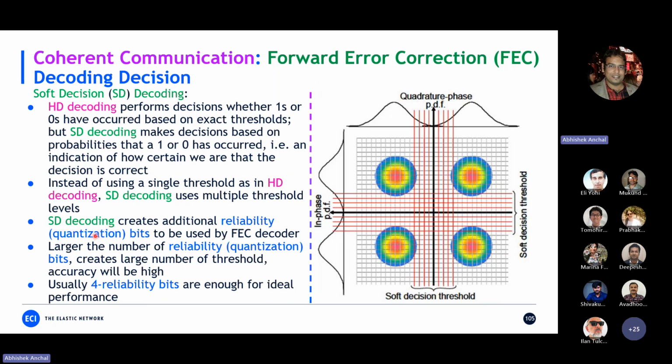For the SD decoding, the soft decision decoding, they use something called reliability bits or quantization bits. These are additional bits provided to the FEC to show how many levels of threshold there were, to see what level of accuracy there was. So the soft decision FEC creates multiple levels of threshold, and so multiple bits, called reliability bits. If you have more reliability bits, we have more thresholds, so accuracy is higher. And usually most SD FEC use 4 reliability bits for ideal performance.